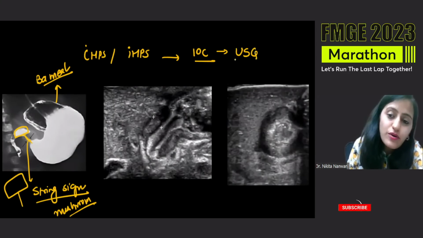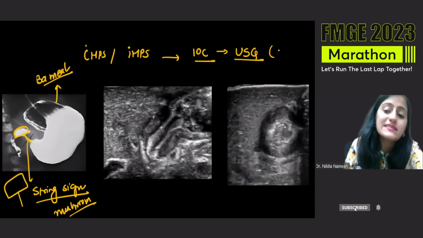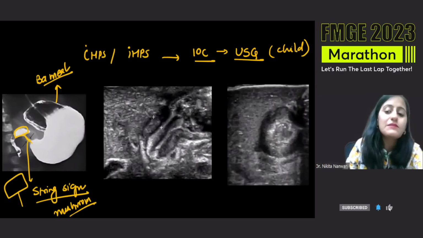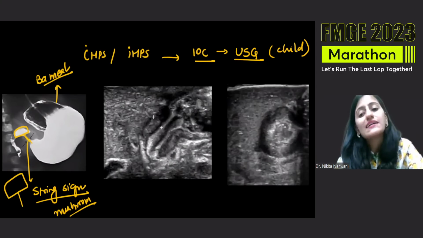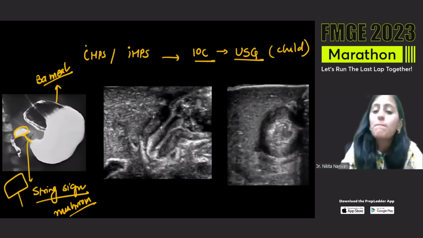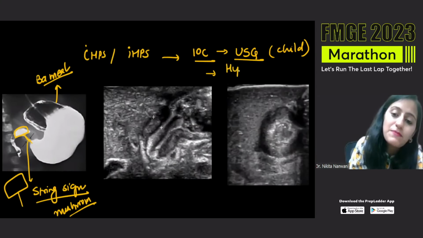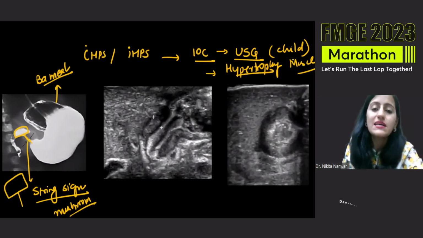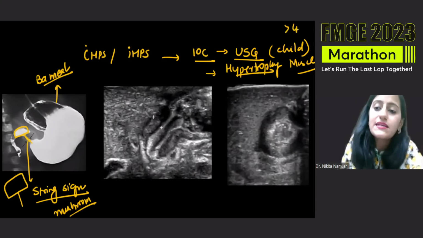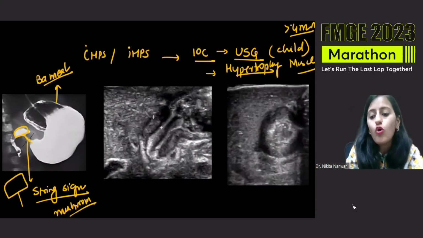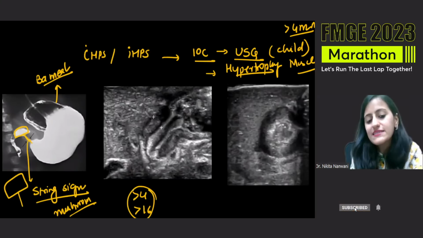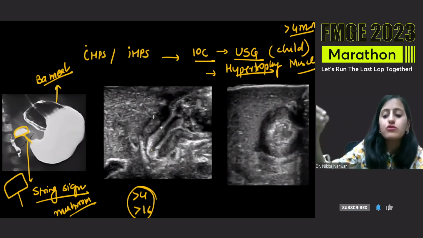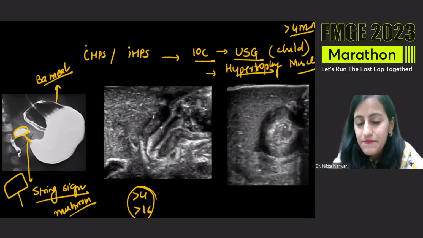Investigation of choice is going to be ultrasound because it's a child. So in a child, prefer ultrasound first because it has no radiation exposure. Plus, ultrasound will help us see the hypertrophy, the muscle layer, remember it's a hypertrophy of the muscle layer that we want to see. The muscle layer thickness should be more than 4 millimeters, length more than 16. So remember 4 and 4 square, 4 and 16, right?